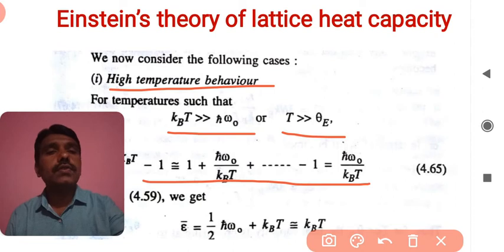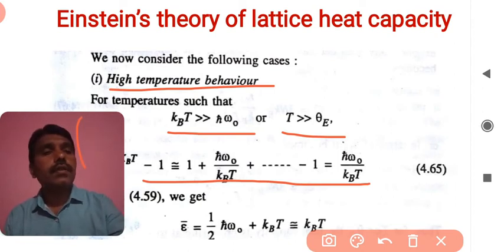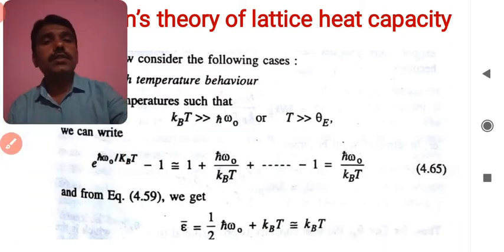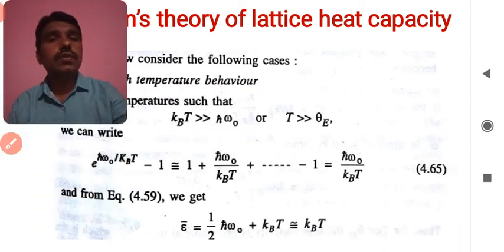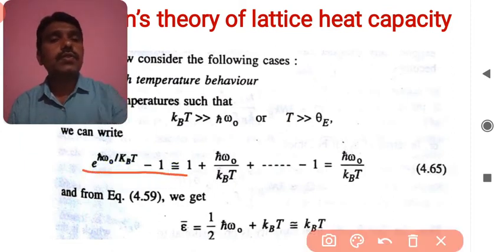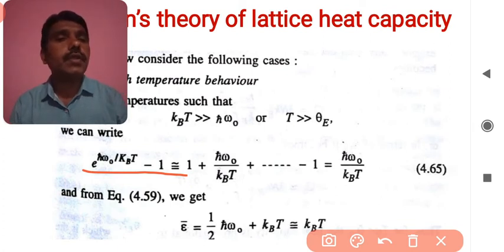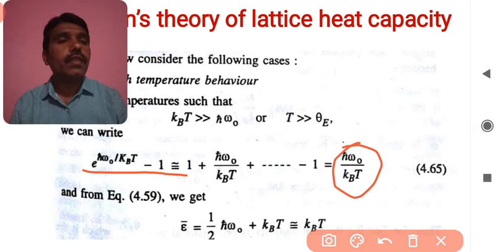So because of these values, if you look at this case, the relationship here is exponential of h cross omega 0 by kbt minus 1, which is nearly equal to 1 plus h cross omega 0 by kbt plus so and so whatever values, minus 1. It will become only the relationship that remains greater than, when we say that, then h cross omega 0 by kbt is the value it is giving me.